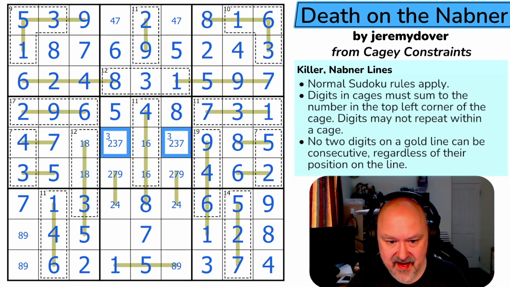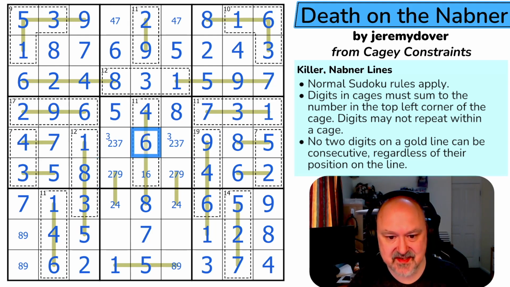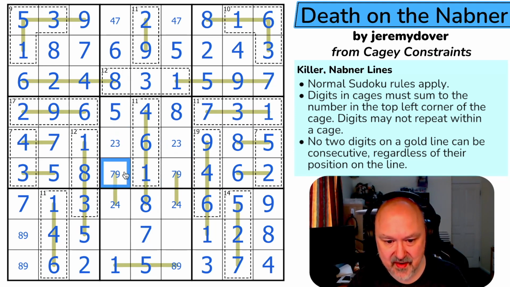That takes 9 out of those. Actually, the 8 makes this the 1 and this the 8, which makes this the 6 and this the 1. I can take 2 out of those, so that's a 7, 9 pair. So I can take 7 out of there, and that's a 2, 3 pair. That is stunning resolution.